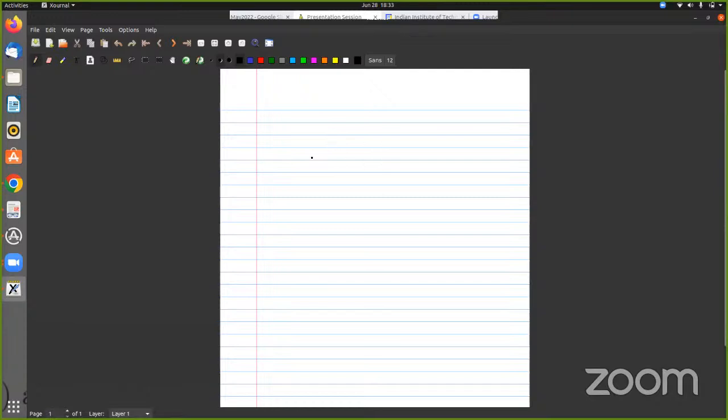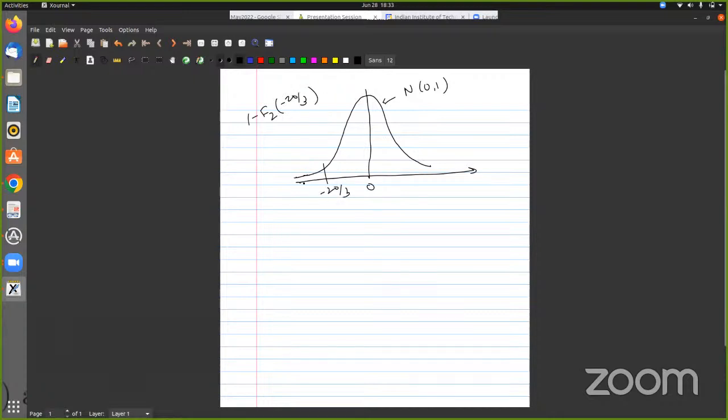What is the question, sir? So the question is the answer which is coming, like 1 minus Fg of 20 by 3, right? So that minus 20 by 3 will be here somewhere, because this is a 0 1 normal curve, right? Now 1 minus Fg of minus 20 by 3, this is the answer. So this will be minus 20 by 3, and Fg of minus 20 by 3 is this portion. And 1 minus Fg of 20 by 3 is this portion.